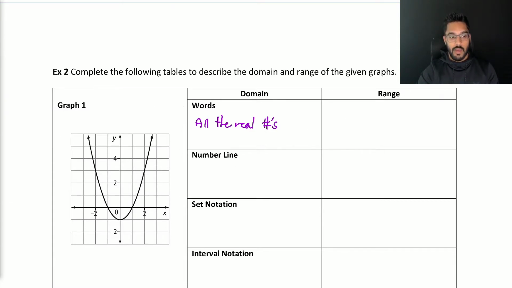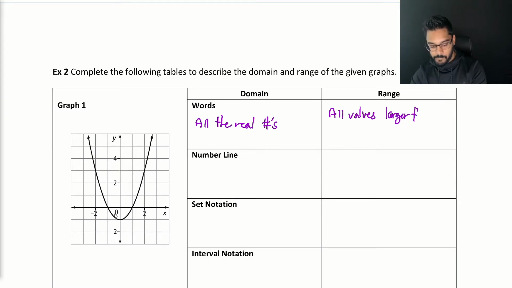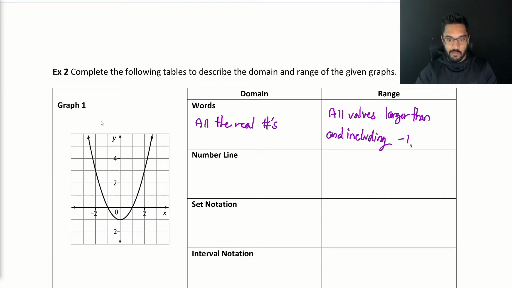If I do that for the range, I'm thinking about the y value. So I want to figure out how high this graph goes. And again, the arrows tell me it's going to go up forever. But if I look at this in the downwards direction, it hits a point where it stops. So the smallest y value is actually -1. So as a sentence, that's going to mean all values larger than and including -1. Right? That's really my smallest point. All of the other values have to be bigger than that.